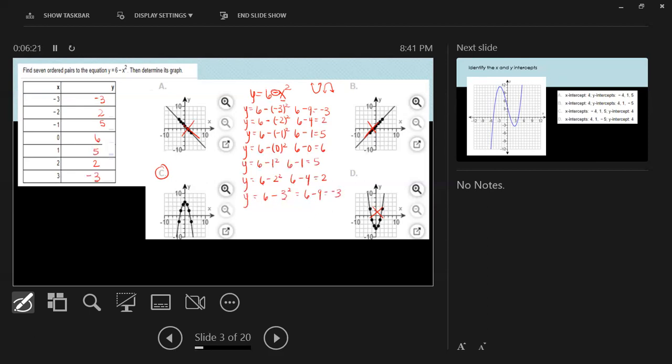All right. And don't forget, this is a parabola. So my y values at some point have to start to repeat. So we have -3, 2, 5, 6. Now we're going to start repeating again: 5, 2, -3. If your values do not repeat and it's a parabola, that means you did something wrong mathematically. But this is how you will solve a problem similar to this one.